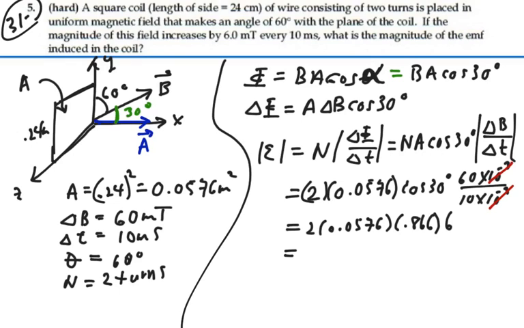That gives us 0.0599 volts, or 0.599 volts. So that is the induced EMF in the coil at this angle while the magnetic field is changing in that way, 0.599 volts.